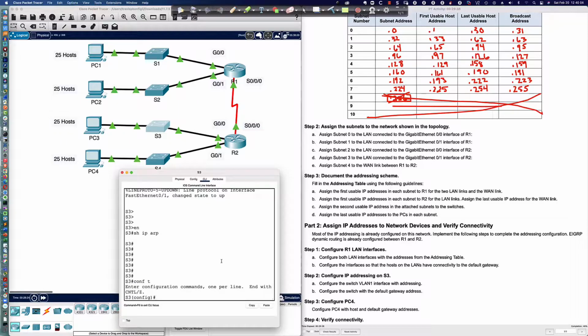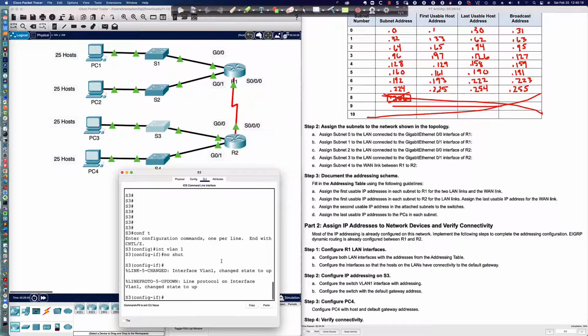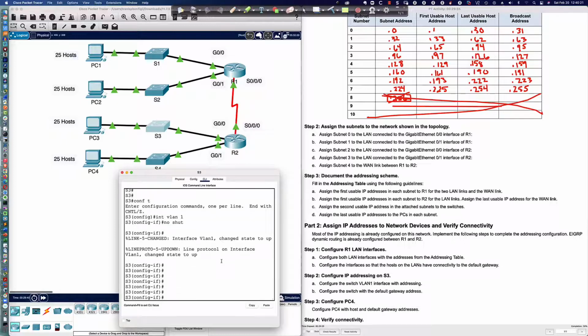So let's come into global config here on the switch. I'm skipping down to step number 2, part 2 to see if this is the second usable IP to the switches. Okay, so we'll go into interface VLAN 1. I'm going to say no shut right out of the gate so we don't forget. And then the second usable IP gets assigned to the switches.